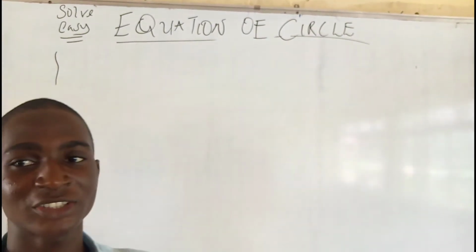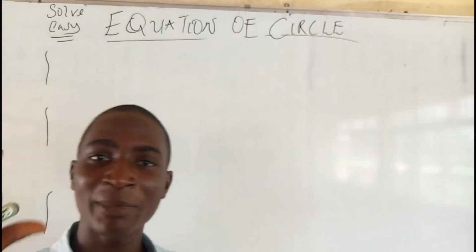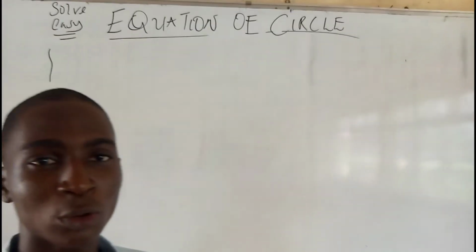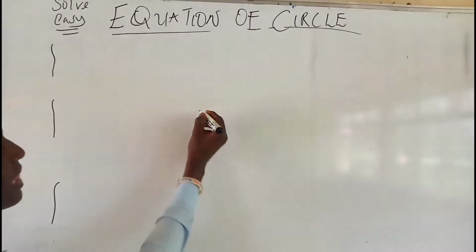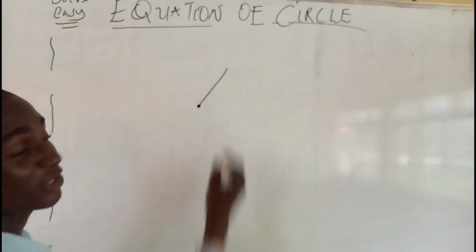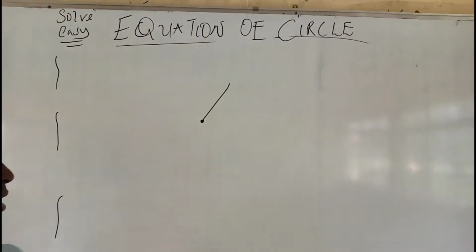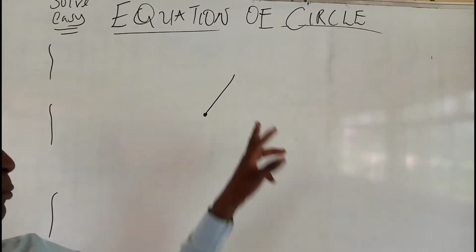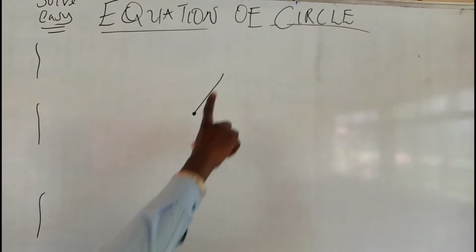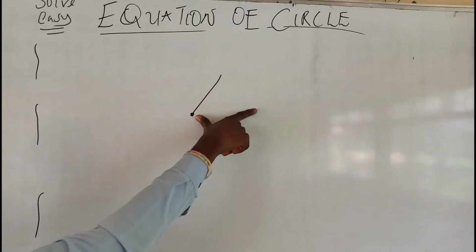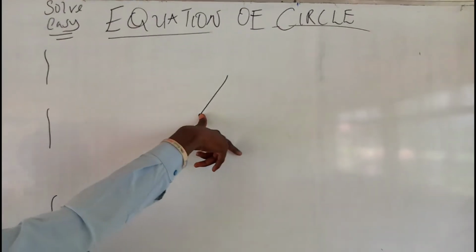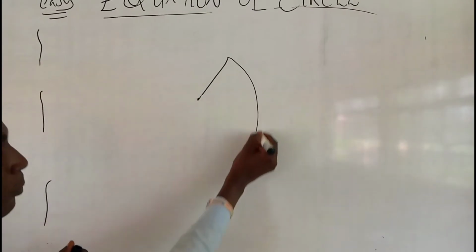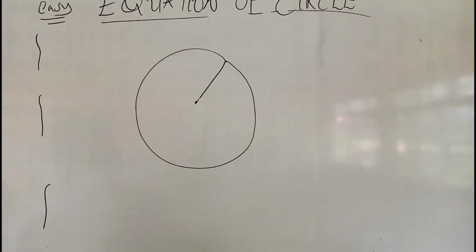Now the first question you ask yourself is what a circle is, and before we get the definition of a circle, we need to know what a locus is. A locus is a line drawn from a fixed point. This point here is fixed. When we set this line in motion, just like this, it will move from the fixed point in all directions, which will eventually form a circle.